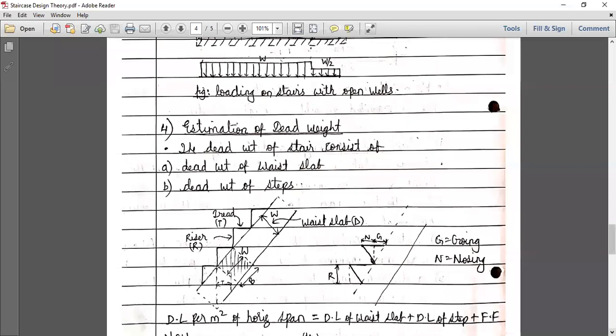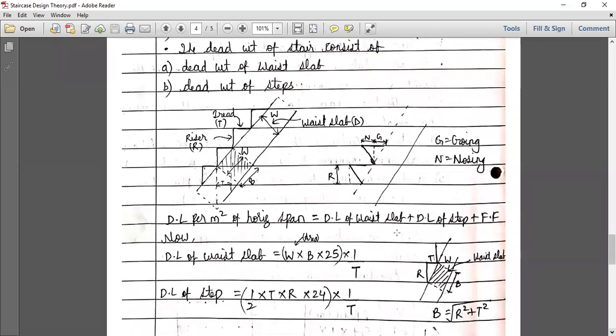Now let us see how to find out this dead load. I have shown you with the help of the diagram. So this is the riser, this is the tread, this is known as the waist slab. And this distance parallel to the waist slab is, let us say, this is B and this is the thickness. Thickness I have considered as W. So dead load per meter square of the horizontal span. How will the total dead load be found? Dead load of the waist slab, dead load of the step, plus floor finish. The summation of these three you will get as the total dead load on the staircase.